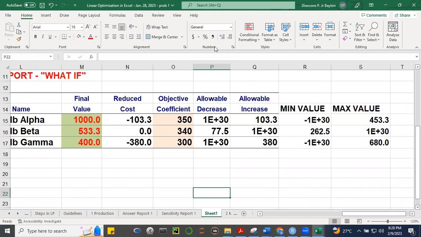Chat naman please kung clear so far. Is there anything you'd like me to repeat? Okay, good. All right. I'll suspend the discussion of this reduced cost. No? Pero let me give you a hint.